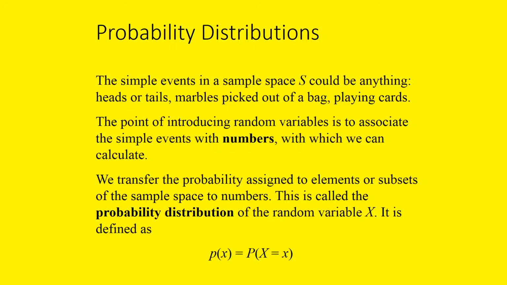Simple events in the sample space S could be anything: heads or tails, marbles picked out of a bag, playing cards. The point of introducing random variables is to associate the simple events with numbers with which we can calculate. We transfer the probability assigned to elements or subsets of the sample space to numbers. This is called the probability distribution of the random variable X.